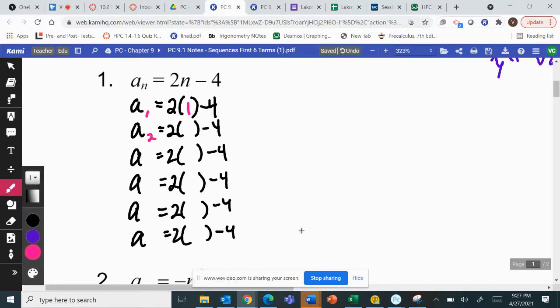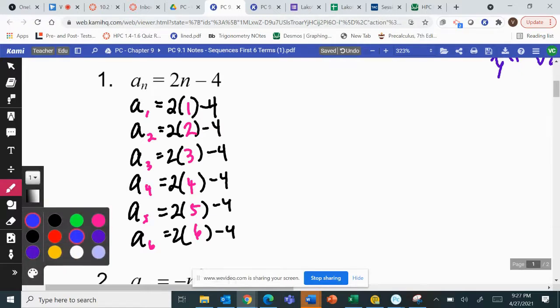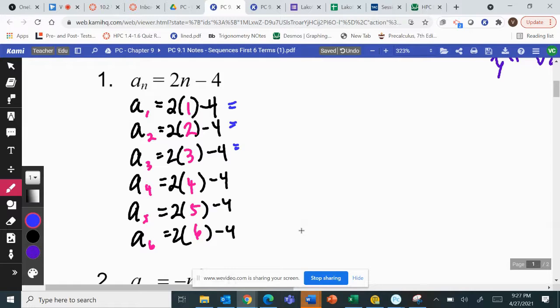So then I'm going to do the second term, the third term, the fourth term, the fifth term, and the sixth term. So I'm going to plug in 2, 3, 4, 5, 6. So you can see that the only thing that's changing in each of these equations is the term number. And so these are easy enough. We could do these by hand.